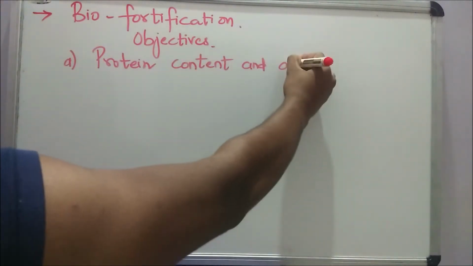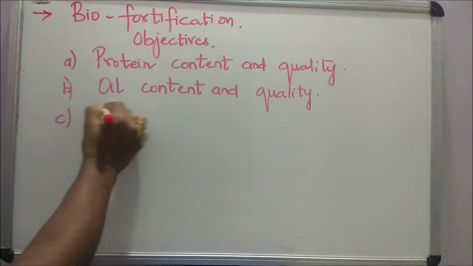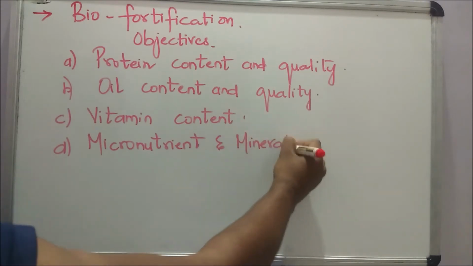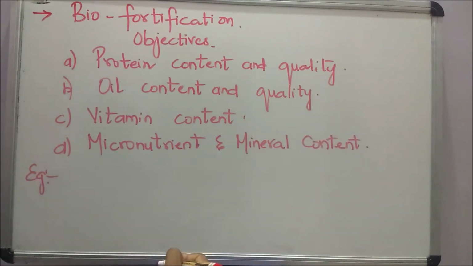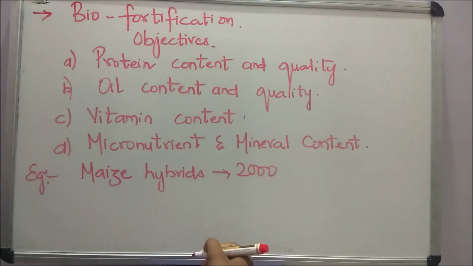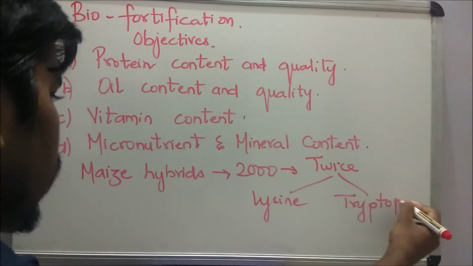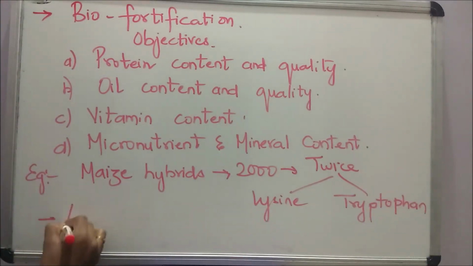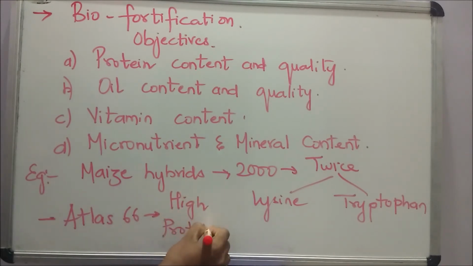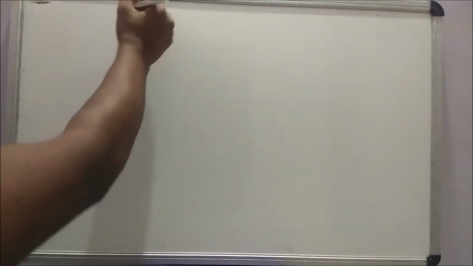The objectives of biofortification are to improve protein content and quality, oil content and quality, vitamin content, the micronutrient and the mineral content. For example, the maize hybrids which were developed in 2000 have twice the amount of lysine and tryptophan amino acids compared to other maize hybrids. Another example could be Atlas 66, a wheat variety having higher protein content.